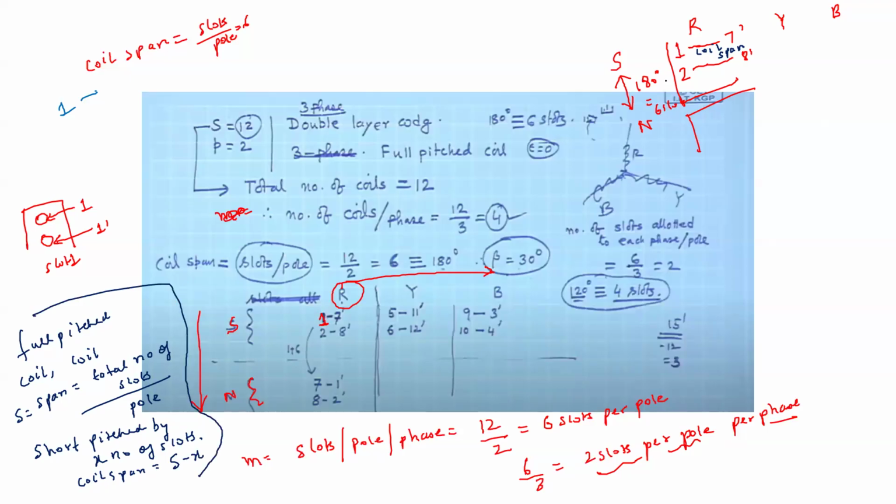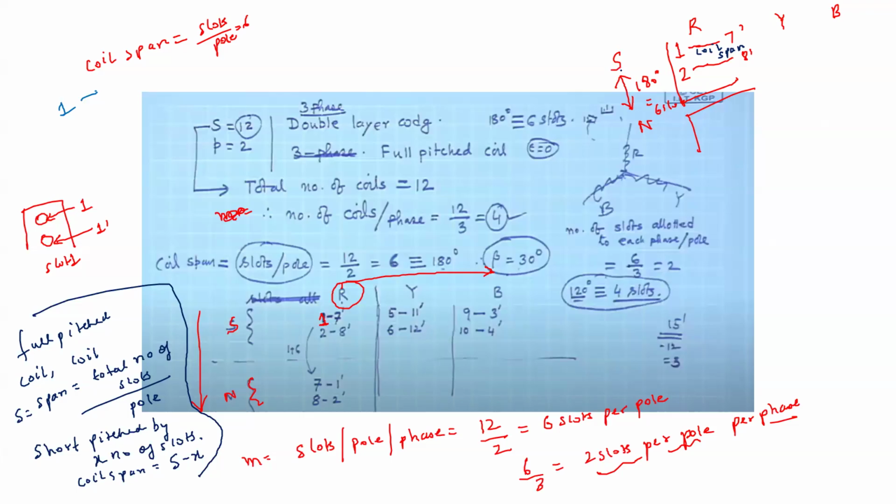Here, because it is full pitched, the coil span is equal to the total number of slots per pole, which is 6. So 1 plus 6, 7 dash. Now let us say it is short pitched by X equal to 2. Total number of slots per pole is 6, and 6 minus 2 becomes 4. So the coil span in the short pitched case will be 1 plus 4 is equal to 5 dash. So this is the coil span.